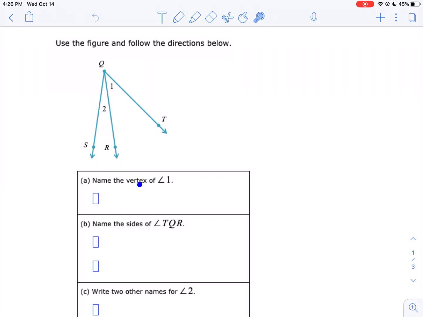The vertex is a point. So if we look at angle 1, what point is it? Well, it's point Q. So that's all we need there. When you name the sides of angle TQR, let me highlight those two sides. You put an angle symbol in, that's where the computer counted it wrong. They're just rays. It starts at Q, so it goes ray QT and ray QR.